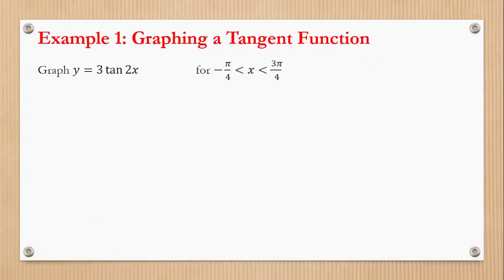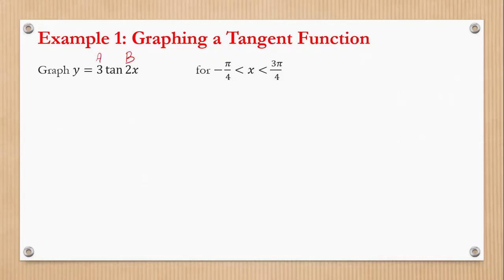Let's look at this example. We want to graph y equals 3 tangent of 2x for all the x values that are between negative pi over 2 and negative pi over 4 and 3 pi over 4. So first step, what is a and what is b in this equation? So a is 3 and b is 2.